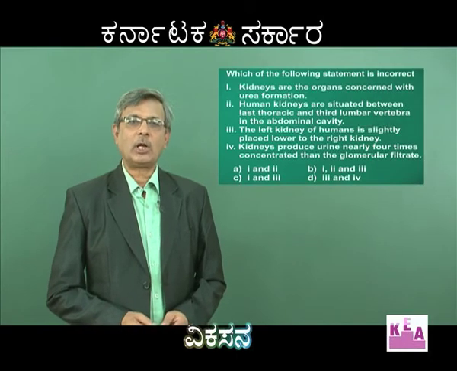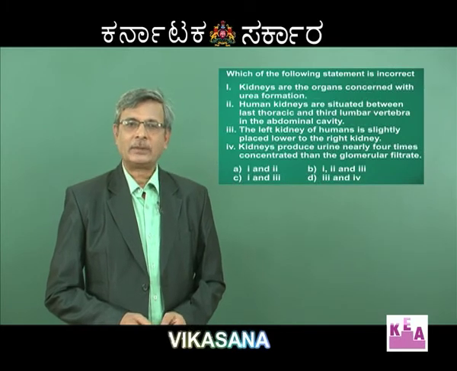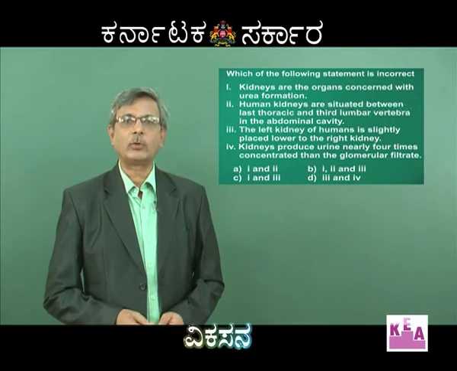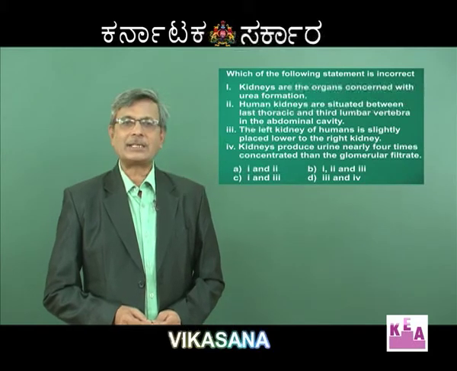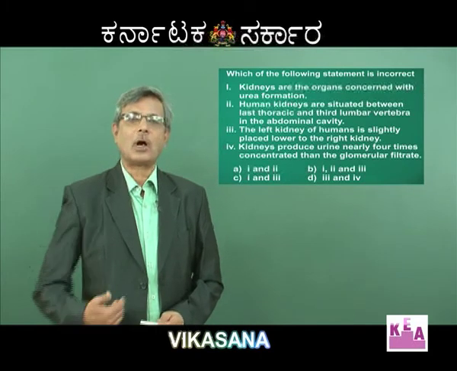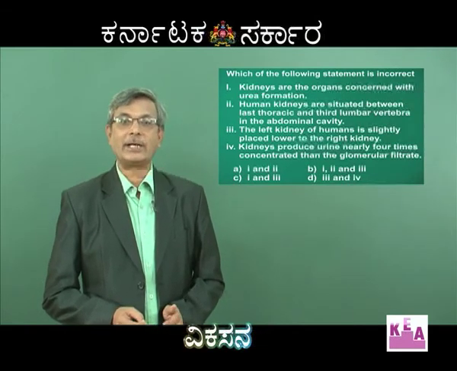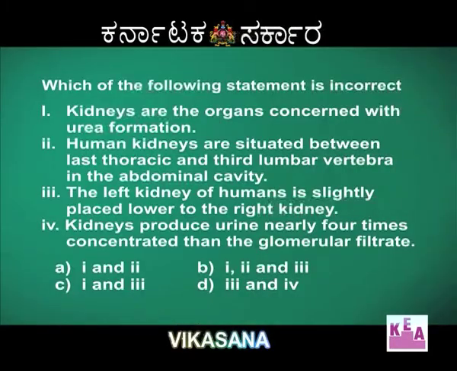Remember friends, there is a pair of kidneys present in the abdominal cavity. And when you talk about these kidneys, which are bean shaped, reddish brown in color, covered by renal capsule, the right kidney is slightly lower because of the presence of the liver. Here the statement is that the left kidney of human is slightly placed lower. It is not the left kidney, it is the right kidney. Thereby even statement 3 is incorrect. So statement 1 is incorrect, statement 2 is correct, statement 3 is incorrect.